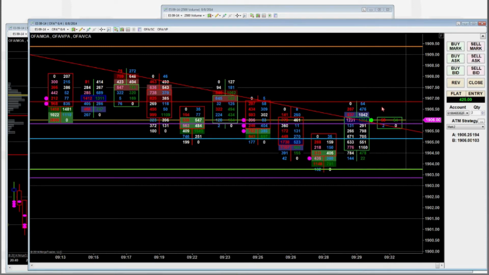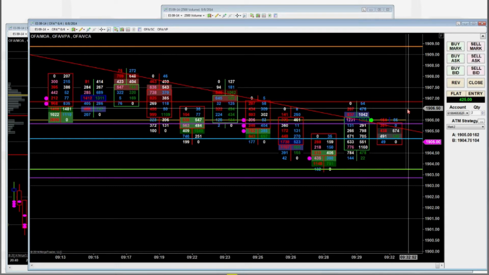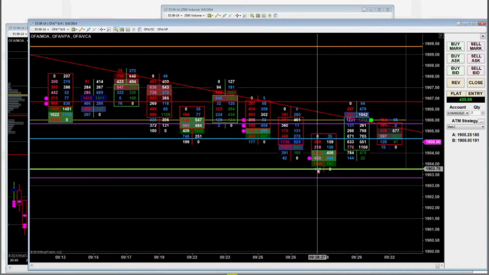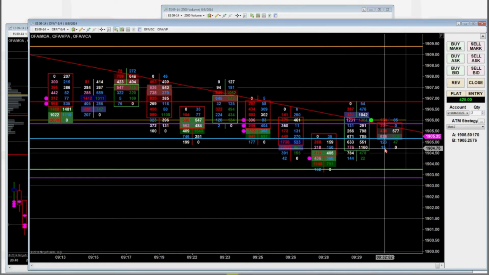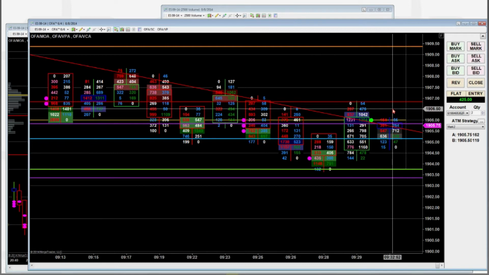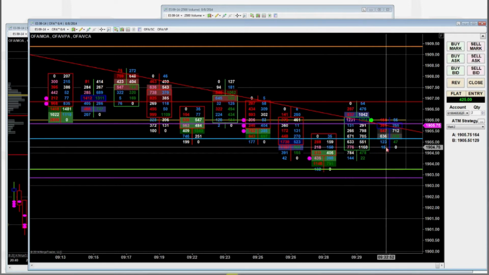So that was a short opportunity here to go short at 1906.50. Again, trading is all about making conscious, deliberate decisions. And here's what I look at when I look at this. I see weakness at the bid, weakness at the bid. Again, now weakness at the bid. The reason I didn't take this trade up here is because of all this weakness.